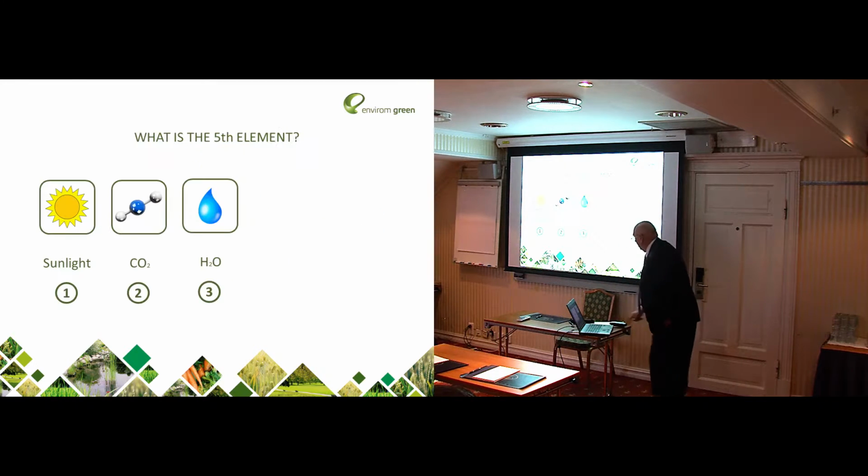Okay, let's break it down some more. We have another element we call the 5th element. So we got 3 of them there.